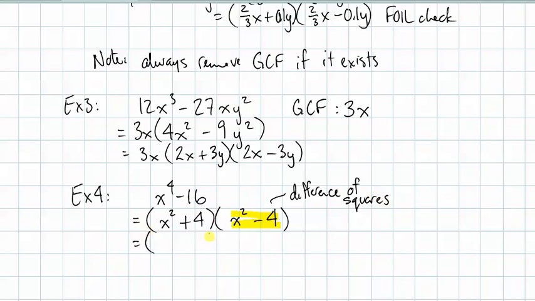We have to keep going. There's nothing that can be done with this first binomial. When there's a plus sign, there is no factor pattern for that when we are dealing with real numbers. But the second one does factor further. And there you go.